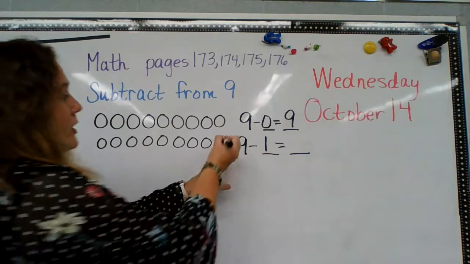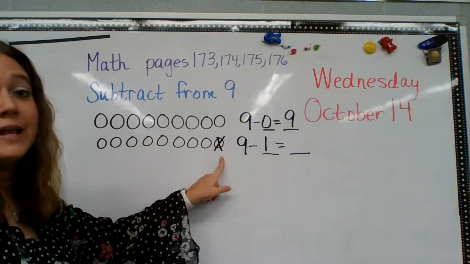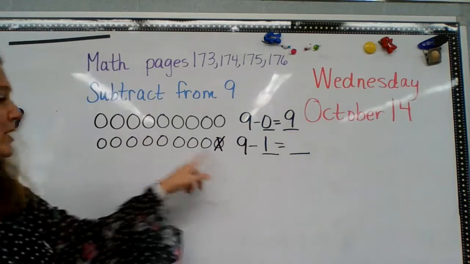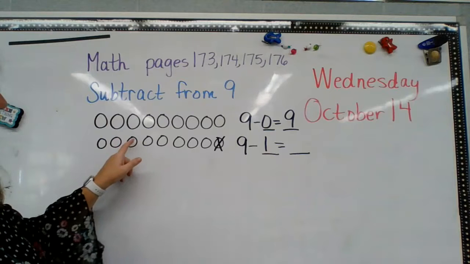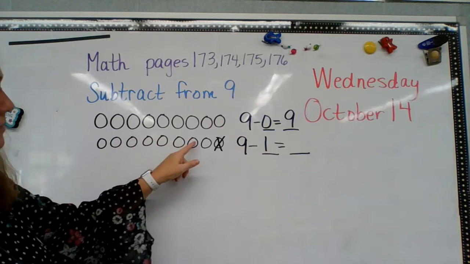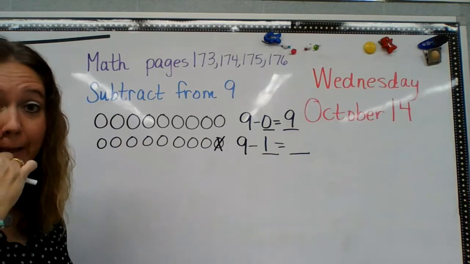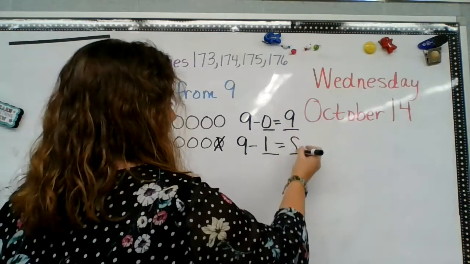Okay, so I said I crossed off 1. Now, how many are left? How many are left? 8.